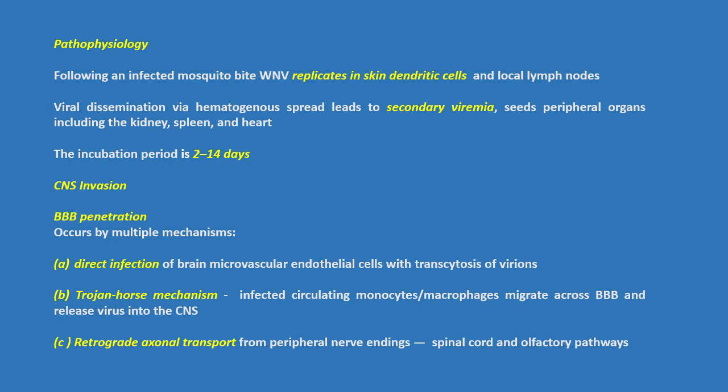CNS invasion: the blood-brain barrier penetration occurs by multiple mechanisms. There can be direct infection of brain microvascular endothelial cells with transcytosis of virions; the Trojan horse mechanism, in which infected circulating monocytes and macrophages migrate across the blood-brain barrier and release virus into the CNS; and retrograde axonal transport from peripheral nerve endings, which occurs in the spinal cord and olfactory pathways.